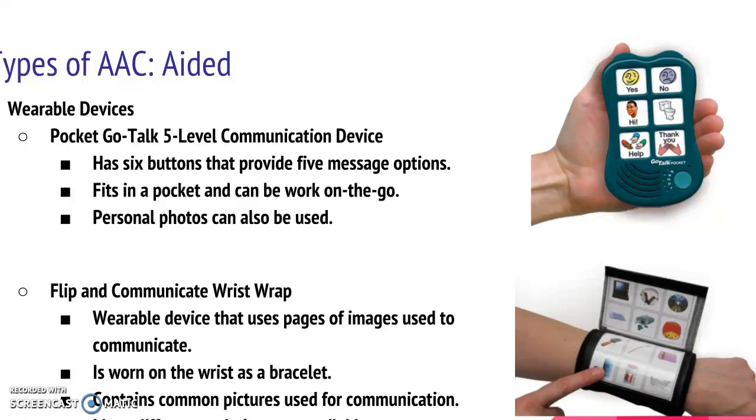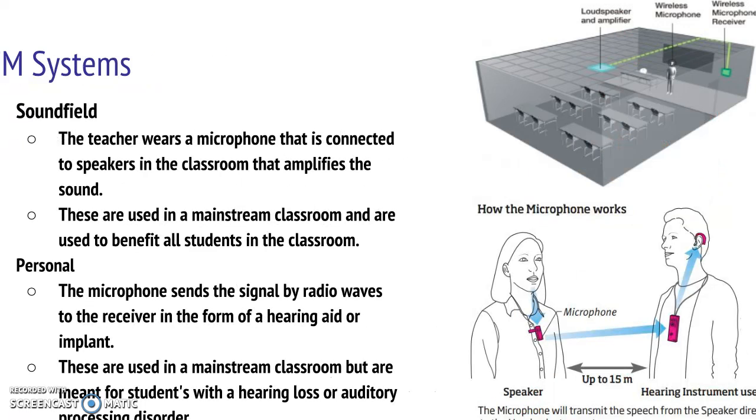The one located underneath is called a Flip and Communicative Wristwatch Wrap. Wearable devices that use pages of images used to communicate can fall under this category. They are worn like a bracelet on a wrist and can contain several different forms of pictures, more than the Pocket Go device can. Also, many variations are available for different ages, and personal pictures may also be used.